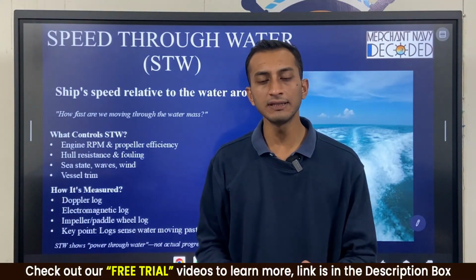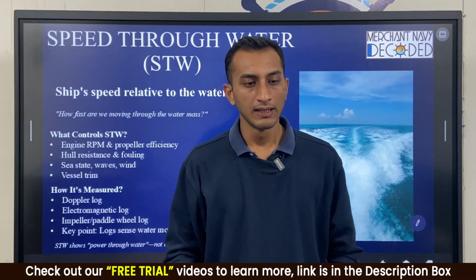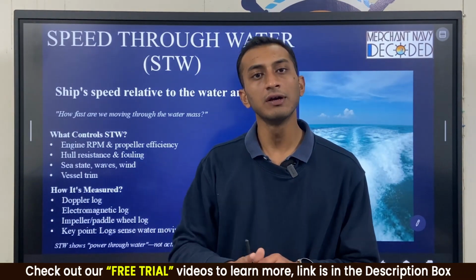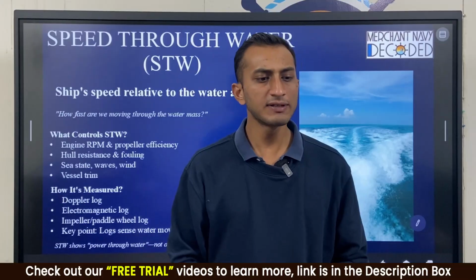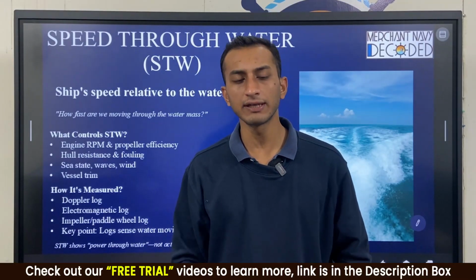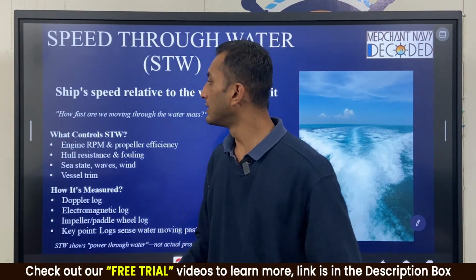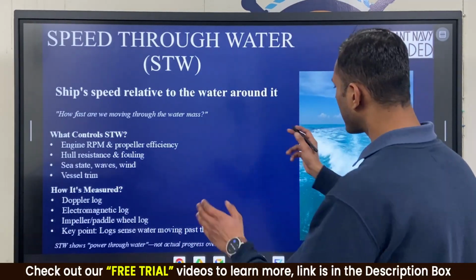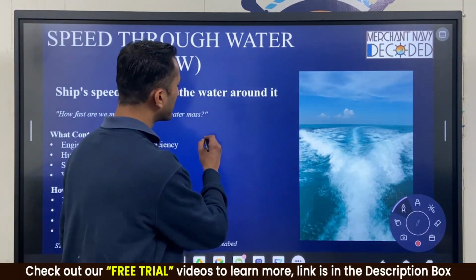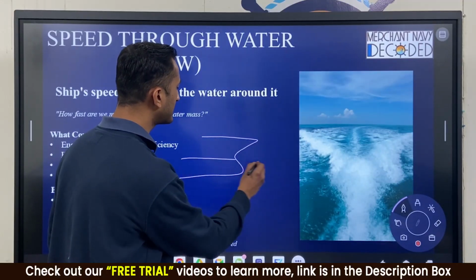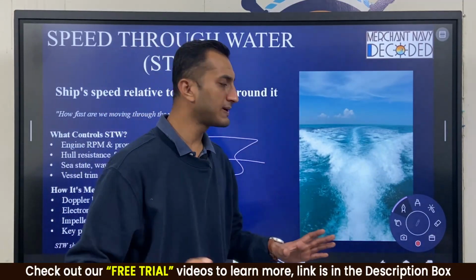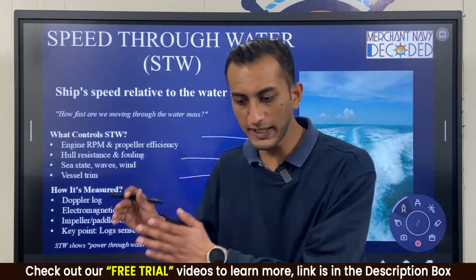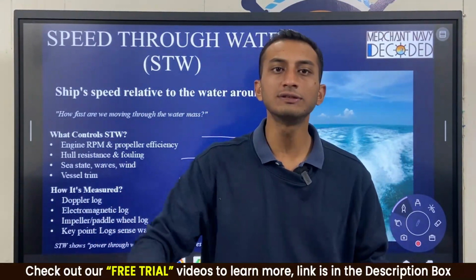Once you have stopped the engine, the ship is stationary. It is not moving anywhere with respect to the water. But with respect to the ground, the story is something else. With respect to the water, it is not moving. It is still where it has to be. So if the ship is not moving, it is still with respect to the water, that means the speed through water is 0. Speed through water is the speed of the ship with respect to the water surrounding it.